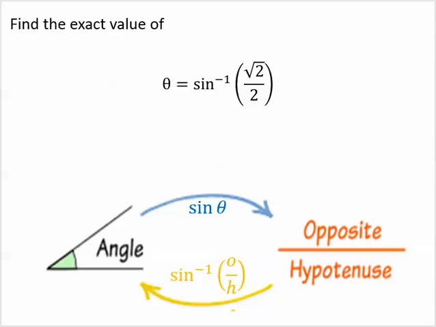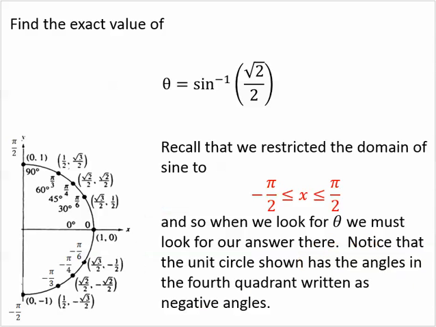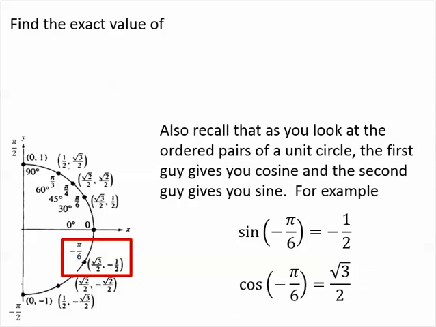Find the exact value of inverse sine of radical 2 over 2. Recall that we restricted the domain of sine to be between negative pi over 2 and pi over 2, so that when we look for theta, we must look for our answer there. Notice that the unit circle shown has the angles in the fourth quadrant written as negative angles. Also recall that as you look at the ordered pairs of a unit circle, the first gives you cosine and the second gives you sine.